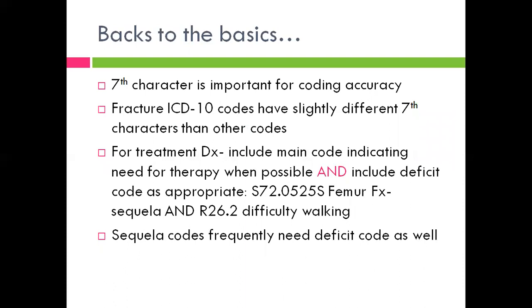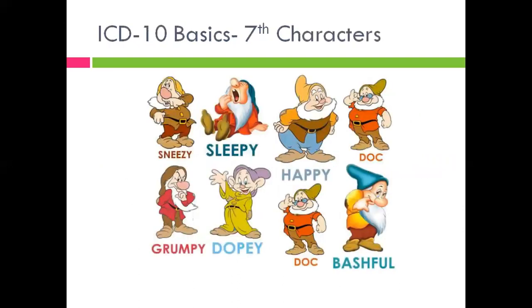So for example, we have S72.0525S, femur fracture sequela, and R26.2, difficulty walking. Just those 2 codes alone give a real clear clinical picture that perhaps physical therapy is addressing the issue of difficulty walking related to that femur fracture. Sequela codes frequently need a deficit code as well to help clarify what it is that's actually being treated.